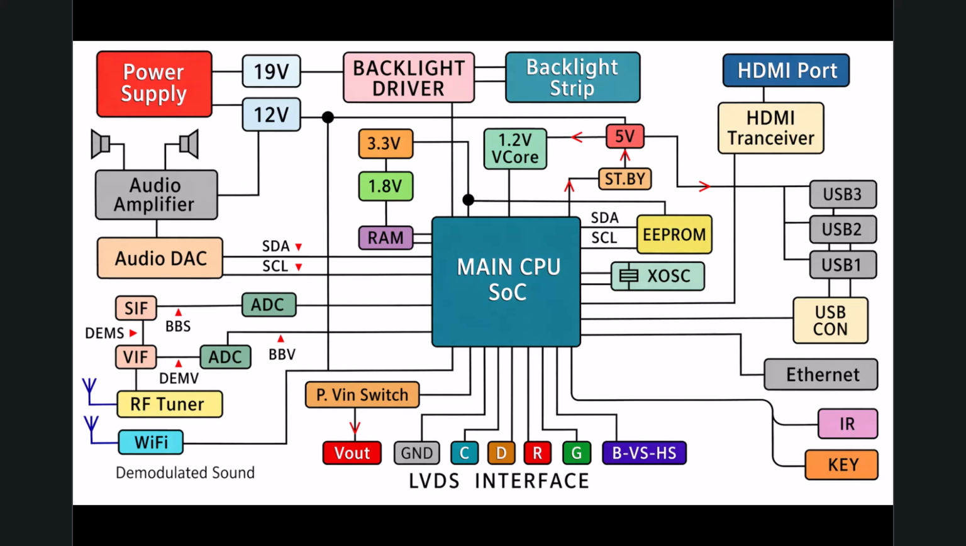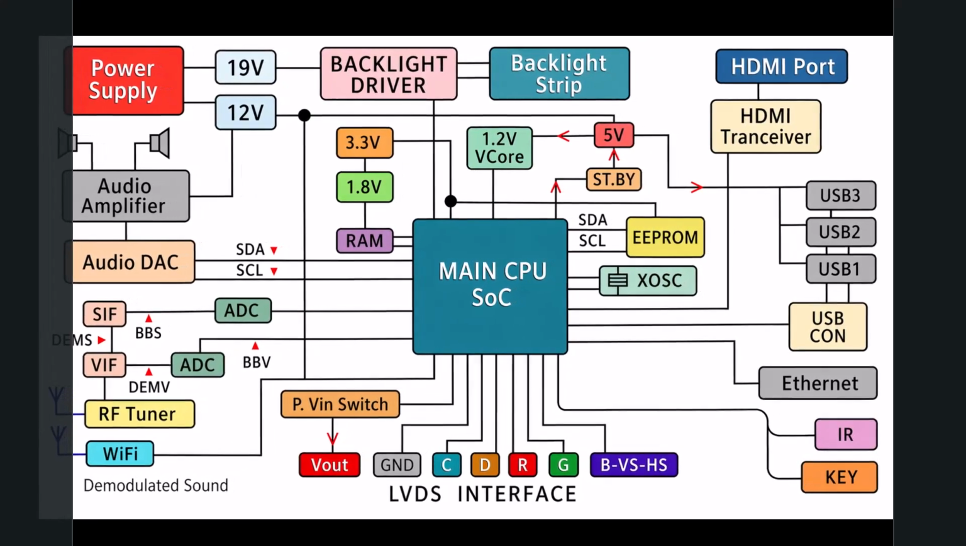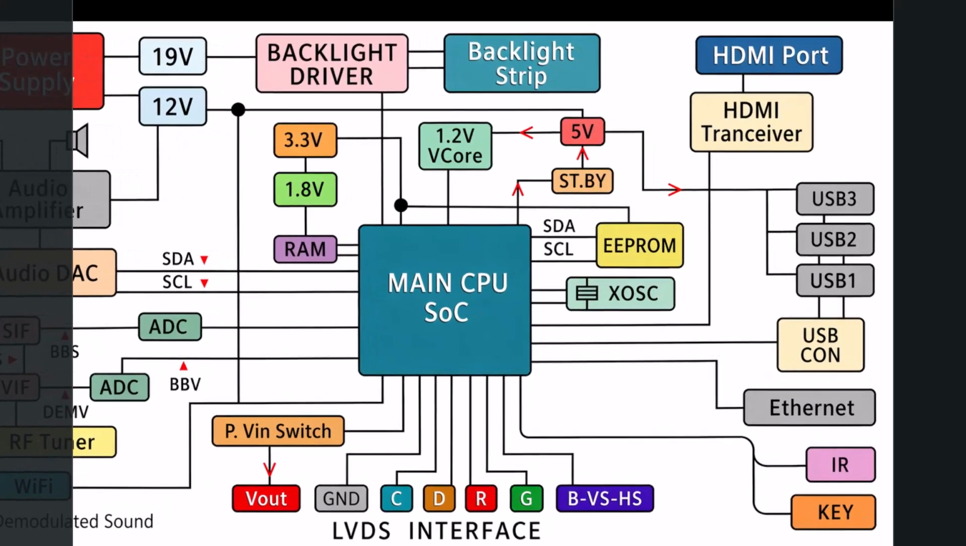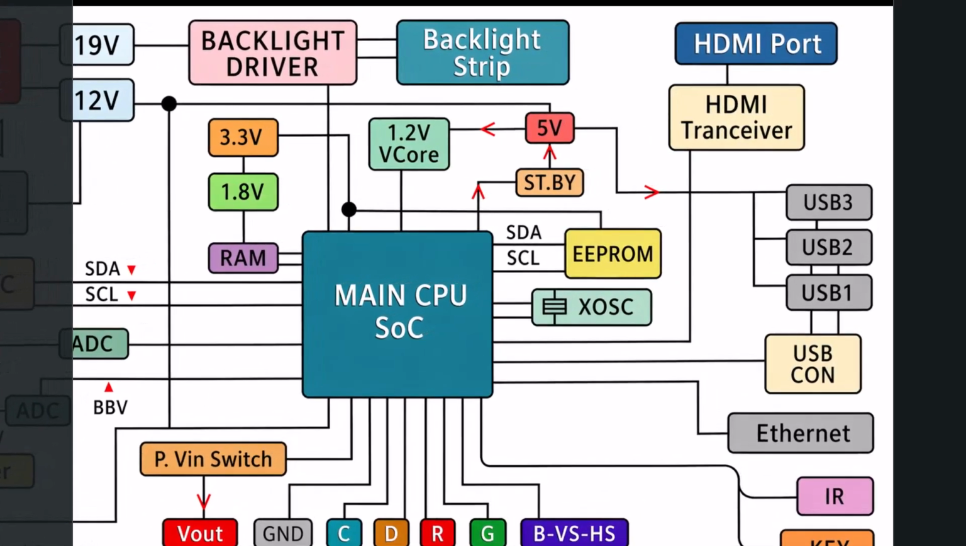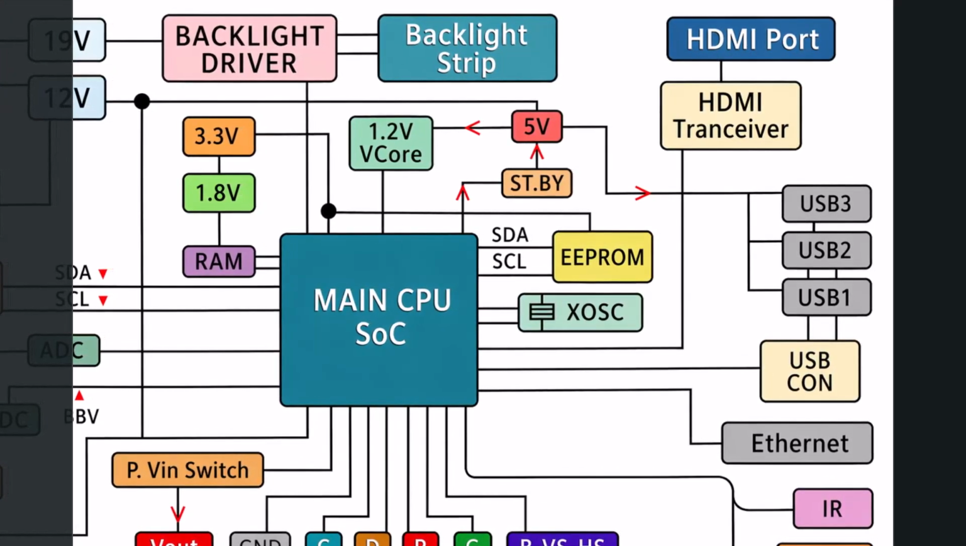A brilliant brain isolated from the world isn't very useful, so let us explore how this system receives information from the outside world. Moving to the right side of the diagram, we see our modern digital inputs. The HDMI port, the modern standard for uncompressed high-definition video and audio, routes its high-speed signals through an HDMI transceiver before hitting the CPU.